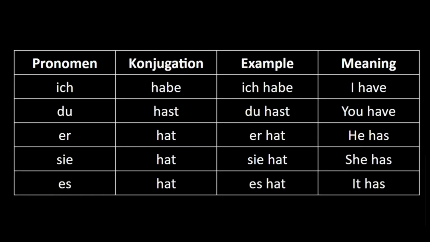Now, let's try to learn the conjugation of haben. The verb haben means to have. If I want to say I have, I write ich habe. You have, du hast. He has, er hat. She has, sie hat. It has, es hat.